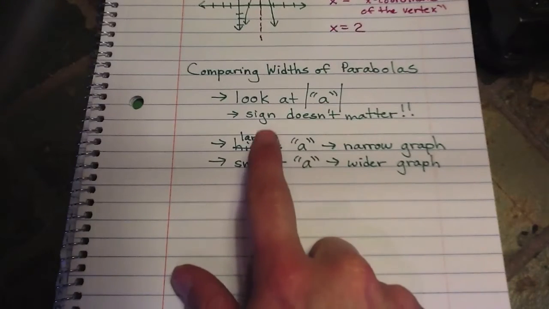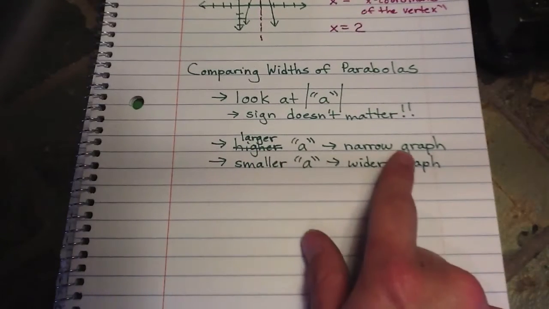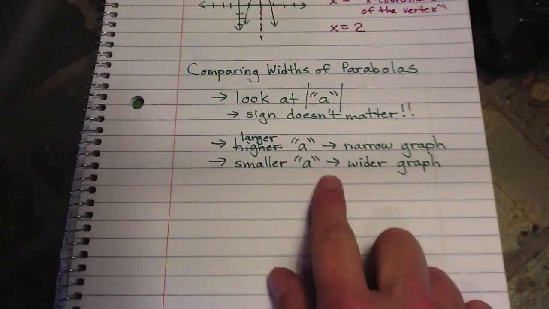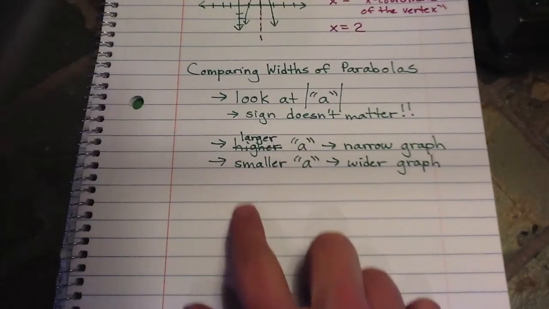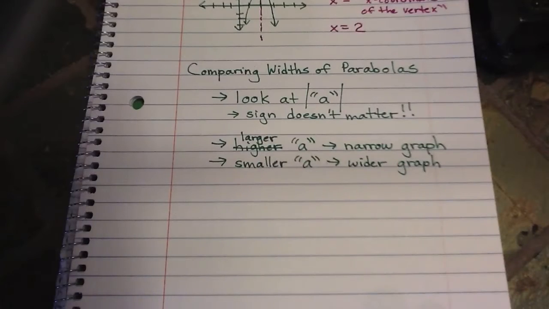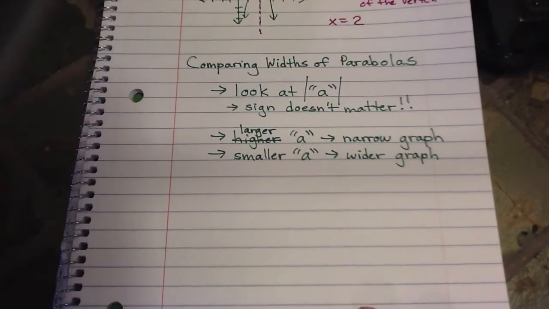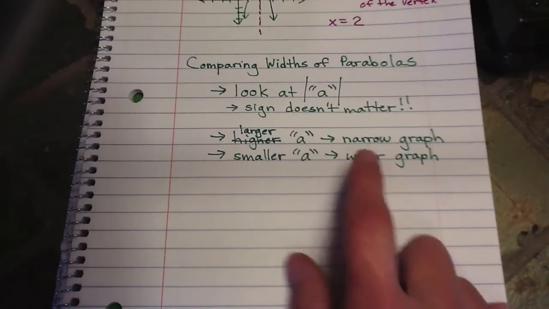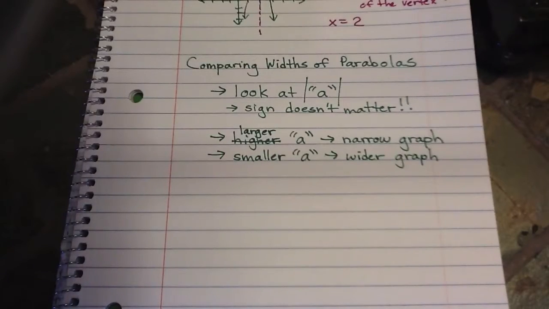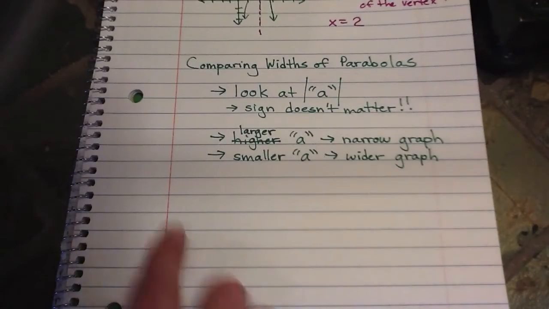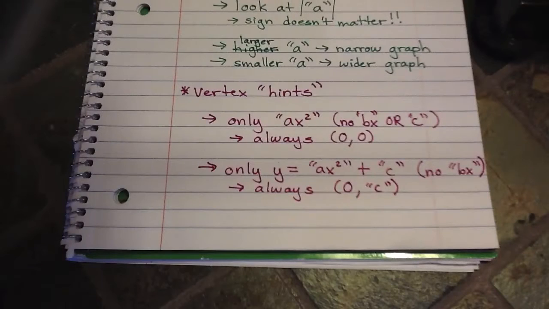If it's a larger number, it's going to grow faster, so it's going to be a narrower graph. If it's a smaller number, it's going to grow slower, it's going to be a wider graph. And we'll go through some of those, so just make sure you memorize that before your test and understand it as we go through them. Here are a couple hints that you're going to find when you're graphing some of the more basic parabolas.